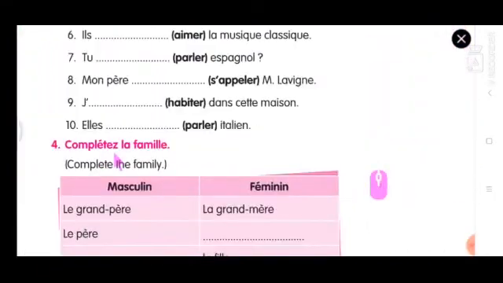Now last two. Once again habiter, as we did. Je habite dans cette maison. So what you have to do, take out the ER and add an E. And that will be the answer. H-A-B-I-T-E. J'habite dans cette maison.